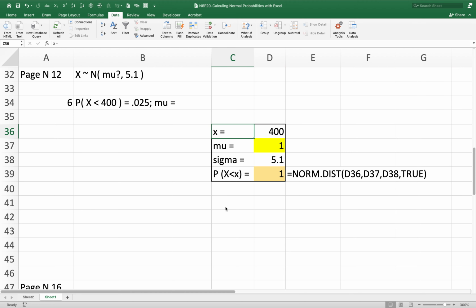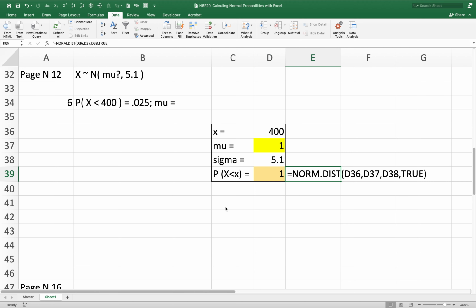So what I did was I set up a little table here that looks like this. So here's the x value. Here's the mean, which is what we're looking for, and I'll explain this in a sec. I'm just going to put in some number, 1. You can put in 10, you can put in whatever you want. Sigma is equal to 5.1, and this orange cell here is where we put in a NORM.DIST function.